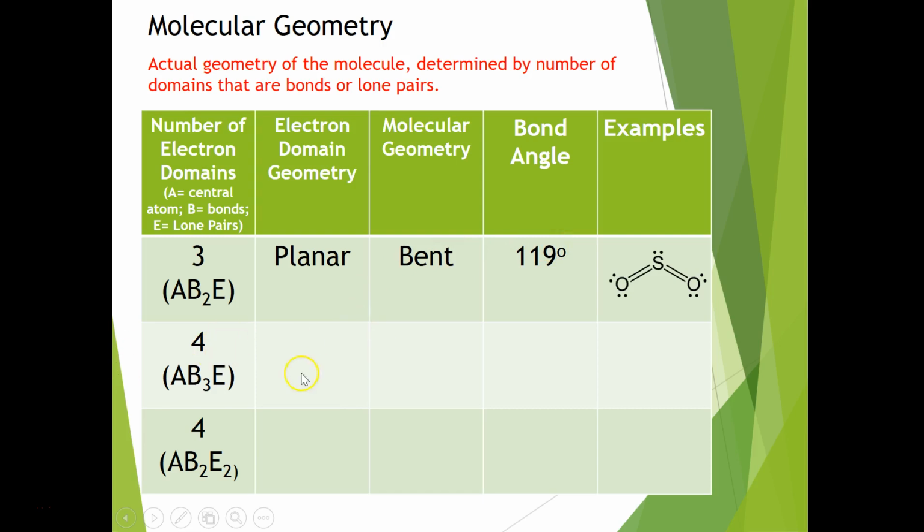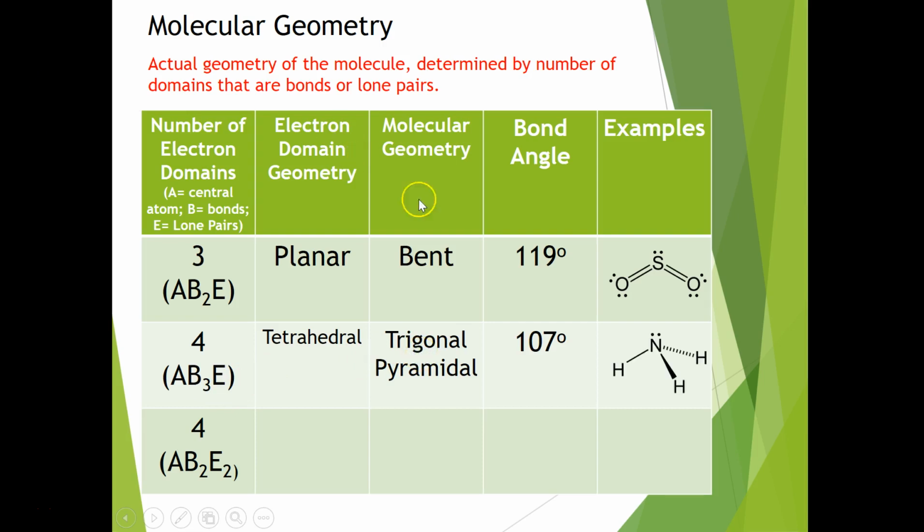Now, if we have 4 electron domains, the domain geometry will be tetrahedral. But with one lone pair and 3 bonds, the shape that you get is trigonal pyramidal. Now, the tetrahedral electron domain geometry bond angle is 109.5. So if we replace one of those bonds with a lone pair, we'd expect the bond angle to be slightly less, and so it is about 107 degrees. And an example of that is ammonia.